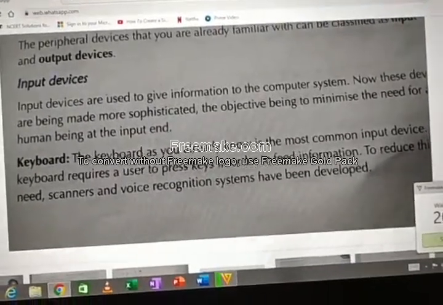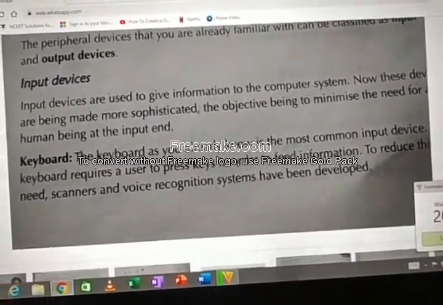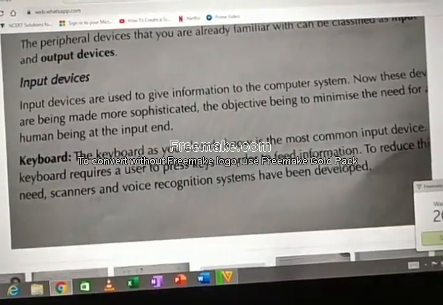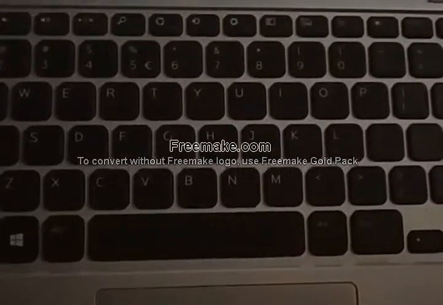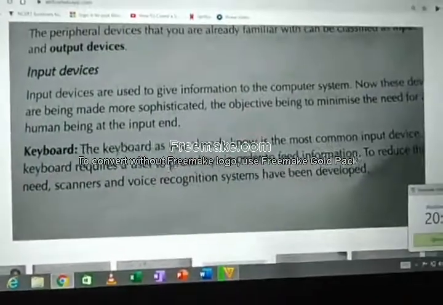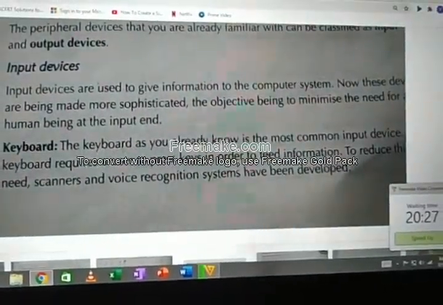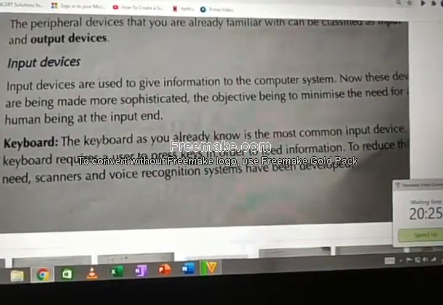A keyboard, as you already know, is the most common input device. Keyboard we very well know, right? It's an input device. What the keyboard is to do is to give information, input, to the computer. A keyboard requires the user to press keys in order to feed information. So we will be pressing the keys.